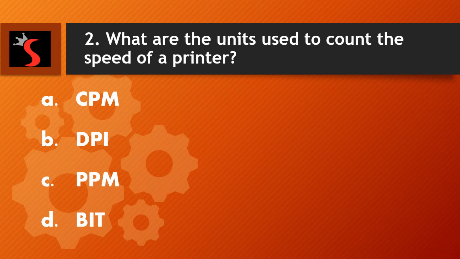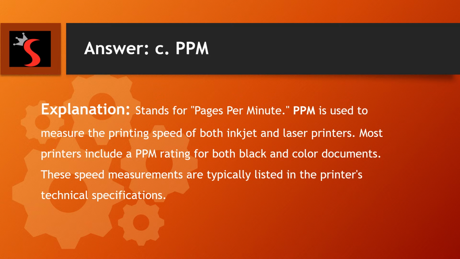The second question is: what are the units used to count the speed of a printer? A. CPM, B. DPI, C. PPM, or D. BIT? The right answer is option C.